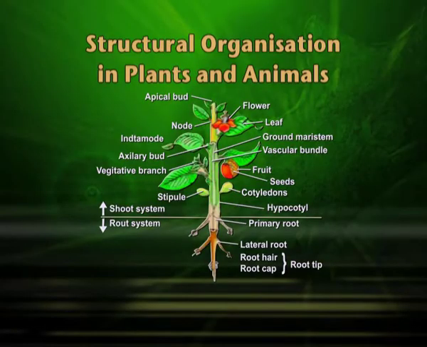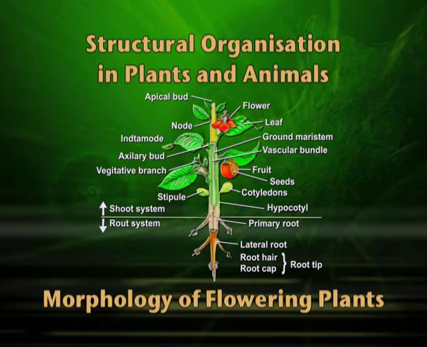The topic for today is structural organization in plants and animals. Under this, today we will be dealing with morphology of flowering plants. In the last episode of morphology of flowering plants, we discussed the root, the descending organ, the shoot, the ascending organ, and the leaves, which are meant to carry out the process of photosynthesis. We will be dealing with the rest of the portion of morphology of flowering plants.